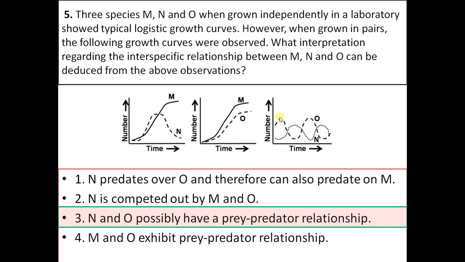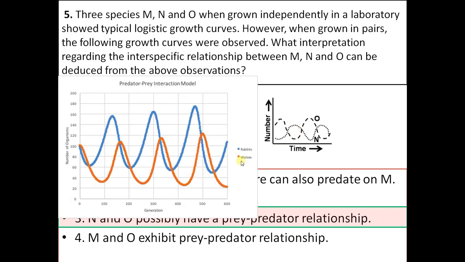As you can see, the number of prey increases, the number of predator also increases. Then when the number of predator increases, there will be reduction in number of prey like that. So this is an example, rabbit and wolves. You can see this is overlapping and when one increases, the other decreases. Rabbits increase, then there will be more wolves. Wolves also increase, then rabbits come down, then wolves increase like that. So this is a typical graph of prey-predator interaction model.